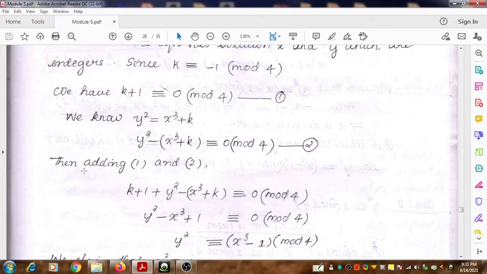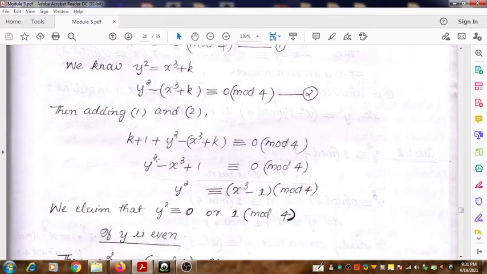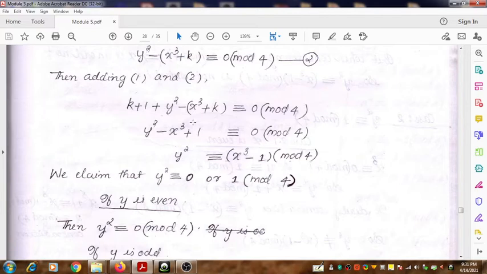Now we add steps 1 and 2, and we get the new expression: k plus 1 plus y squared minus x cubed minus k is congruent to 0 mod 4. Here in this expression you can cancel k, one cancellation is possible. After that we get y squared minus x cubed plus 1 is congruent to 0 mod 4.